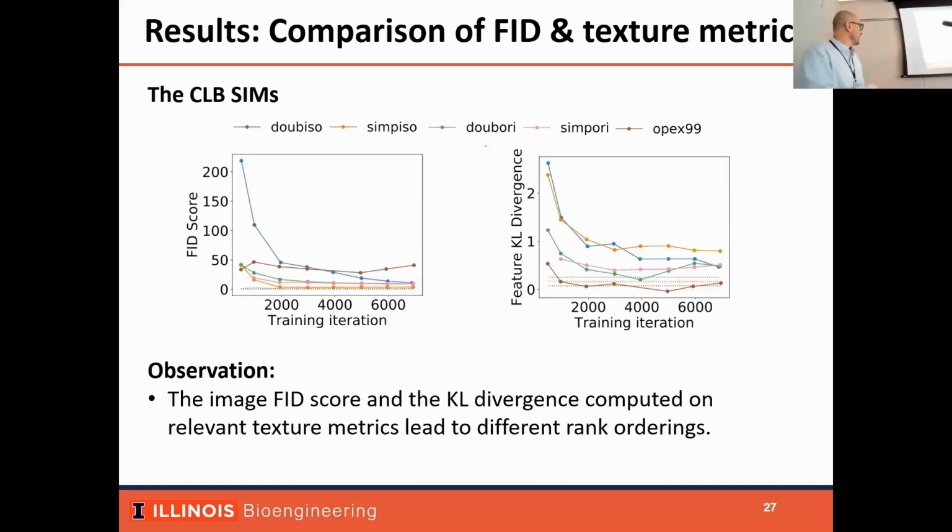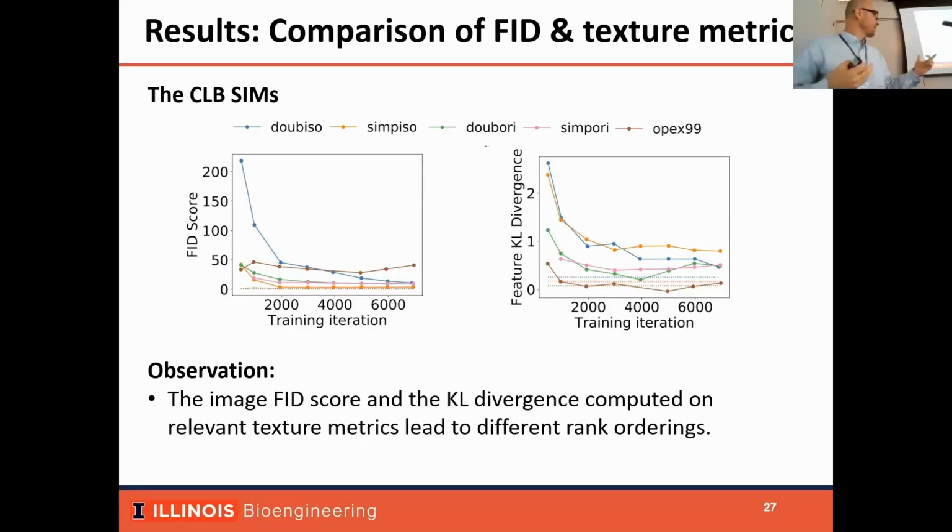So here are some results. On the left, we have the FID score versus the GAN training iteration. On the right, we have the KL divergence that describes the distance between the distribution of texture features versus training iteration. Again, this is with respect to the ground truth values. And really the take home point here is that each of these curves in different colors corresponds to one of the 5 CLB models. And if you rank ordered these curves in the left and the right figure, they're different, right? Here, the blue is on top, over here, the red. So the rank order is different.